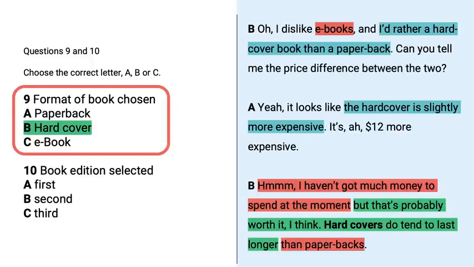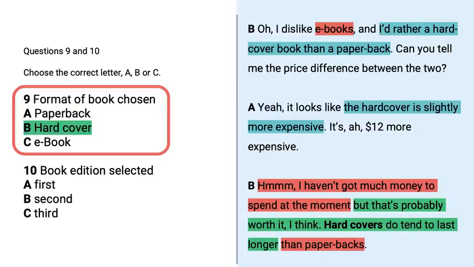So question 9 says, format of book chosen: paperback, hardcover, or ebook. The answer here is hardcover. Why? Let's look at the transcript. So it says ebooks, which is a distractor. Then the speaker says, I'd rather a hardcover than a paperback, which is kind of a distractor, but you don't know yet. Then the other speaker says the hardcover is slightly more expensive.